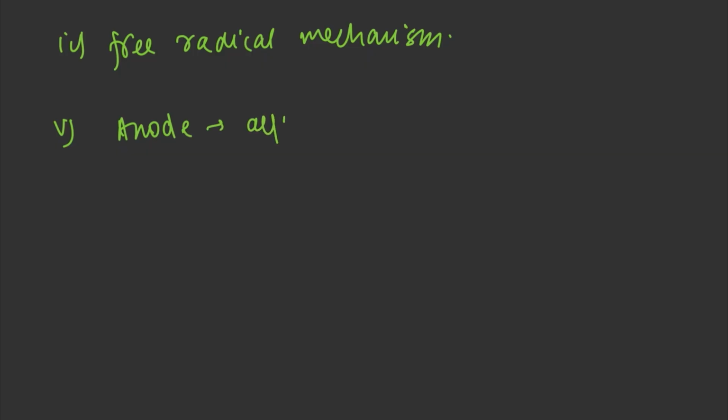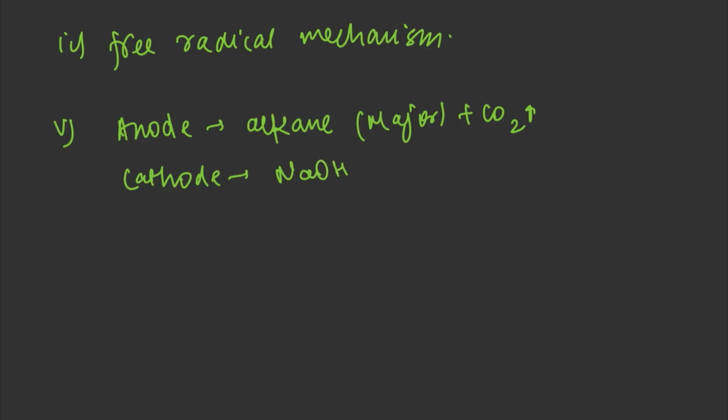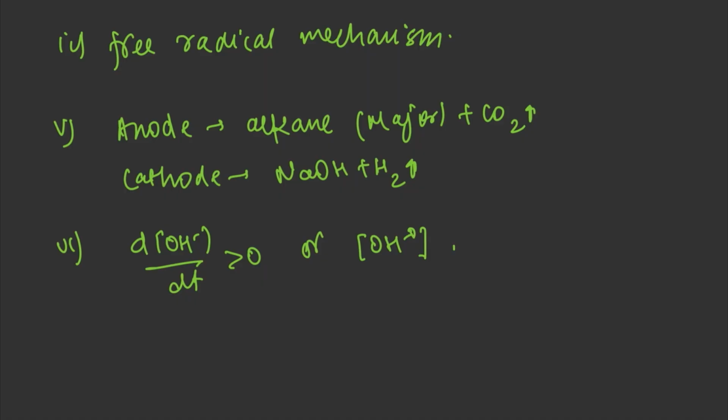And the fifth point: at the anode we have alkane, which is a major product, plus CO2, and at the cathode we have NaOH plus H2. Sixth, d[OH minus]/dt is greater than 0, or the concentration of OH minus increases with time at the cathode in solution.